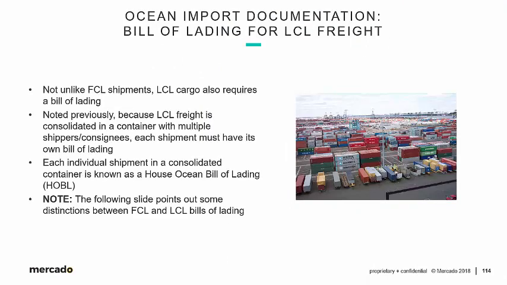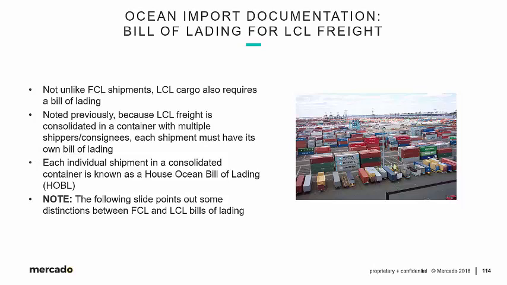Let's talk about BLs for LCL freight. Very similar idea, but a little bit different. Not unlike FCL shipments, LCL cargo also requires a bill of lading. Noted previously, because LCL freight is consolidated in a container with multiple shippers and consignees, each shipment must have its own bill of lading, that house bill of lading. To reiterate that point in our third bullet, each individual shipment in a consolidated container is known as a house ocean bill of lading, sometimes referred to as a HOBL. A quick note, the following slide points out some distinctions between FCL and LCL bills of lading.